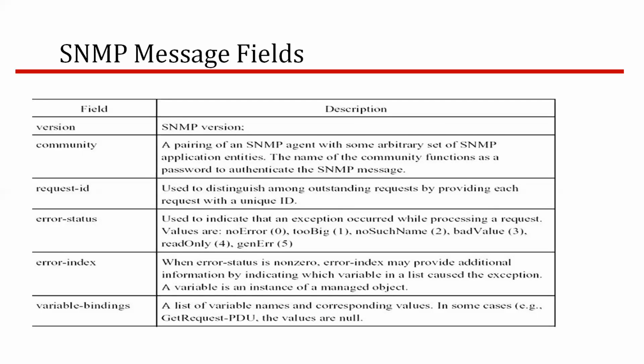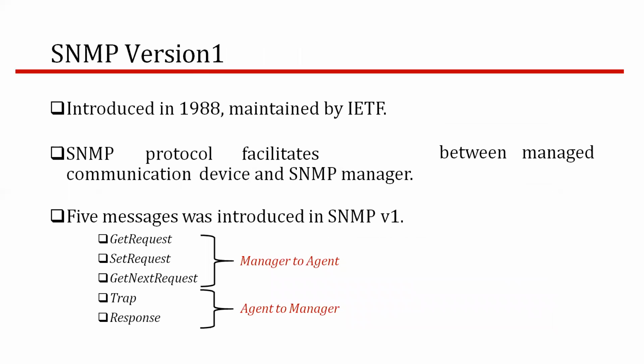For the field version, the description is SNMP version. SNMP versions are of two types, SNMP version 1 and SNMP version 2. SNMP has protocol data units, which are used for get request, set request, get next request, get bulk request for version 2, response, and trap. Inform request is also for version 2 SNMP. The first three, that is get request, set request, get next request, are used by the manager to the agent, and the last two, trap and response, are for agent to the manager.